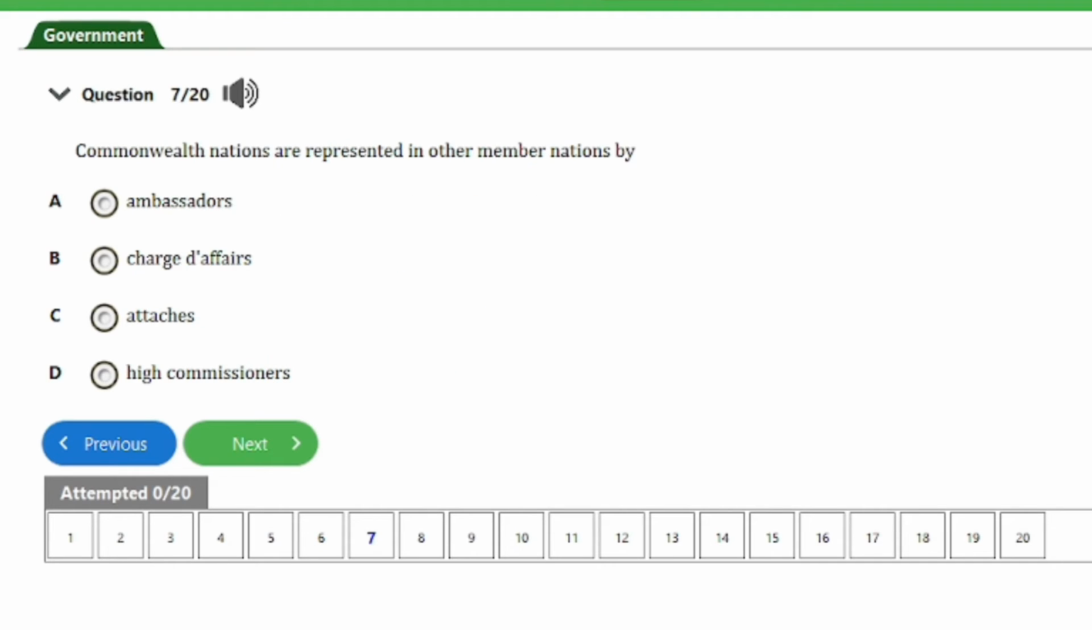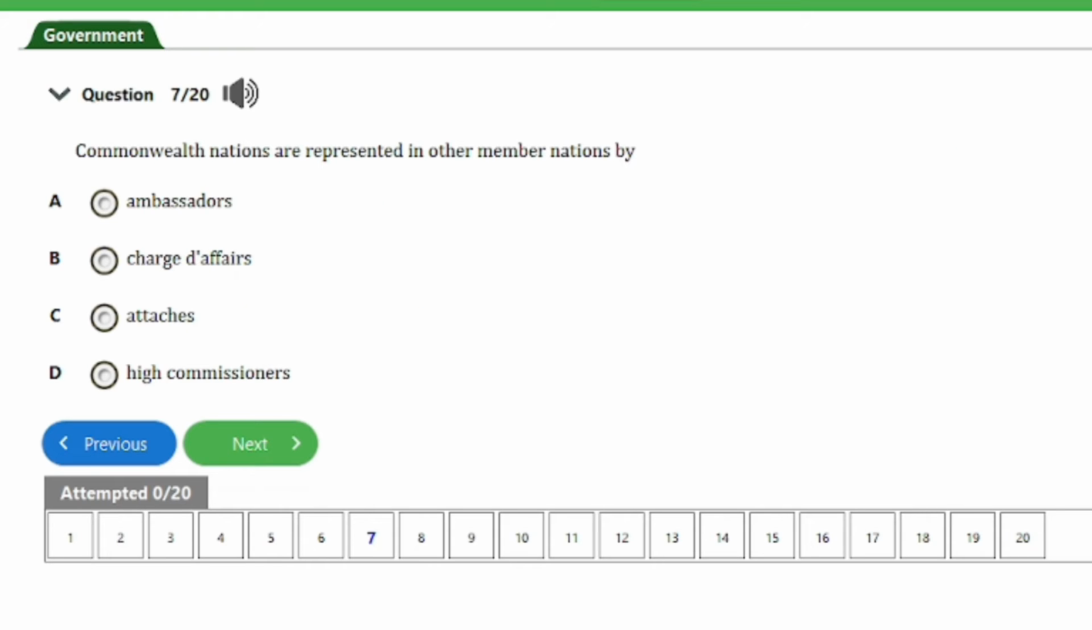We have here question number 7. It says, Commonwealth nations are represented in other member nations by A. ambassadors, B. charge d'affaires, C. attaches, D. high commissioners. So guys, the answer to this question is high commissioners. Let's head on to the next one, guys.